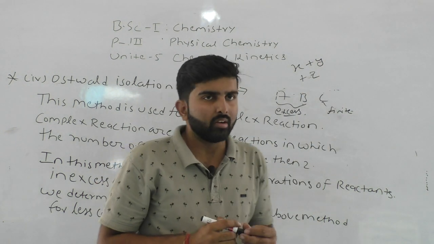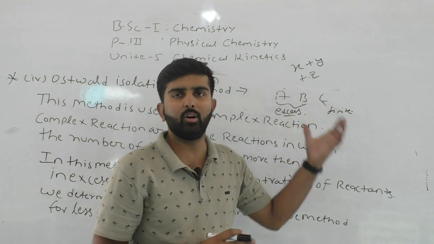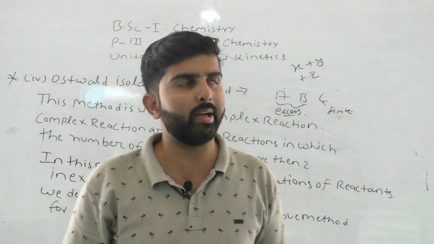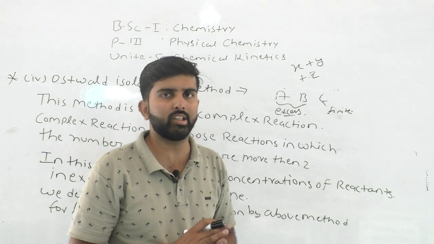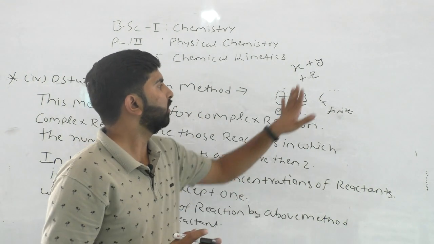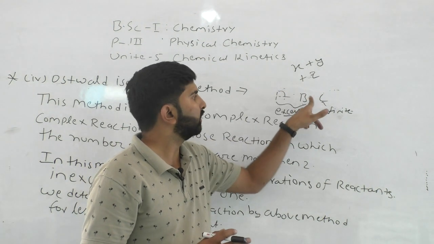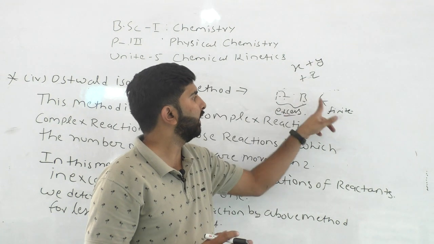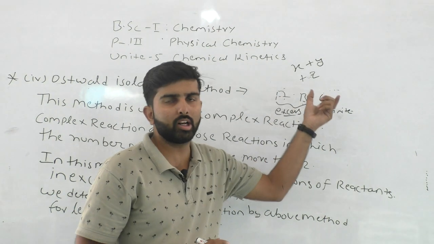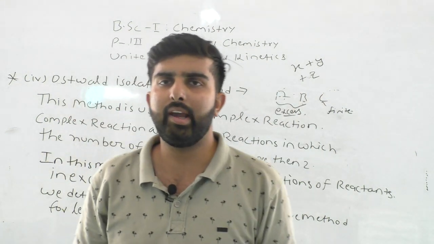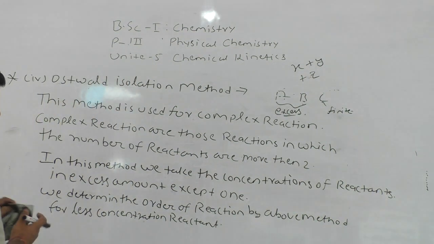This means we determine the order of the reaction one by one by taking all the reactants in excess amount except one. Then we calculate the order of the reaction for that reactant which is taken in a finite amount. So the order of the reaction in terms of A came out X, in terms of B came out Y, and in terms of C came out Z. Then the total order of the reaction is the sum of X, Y and Z. So this method is used in this way.